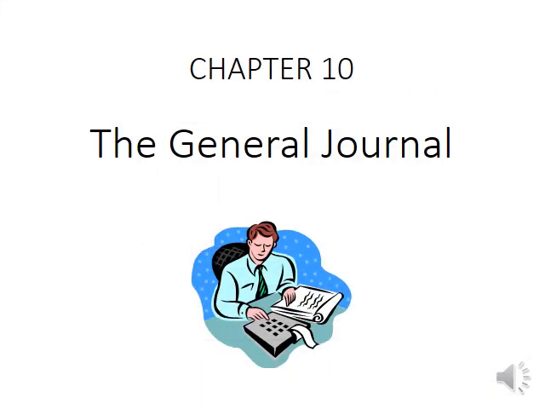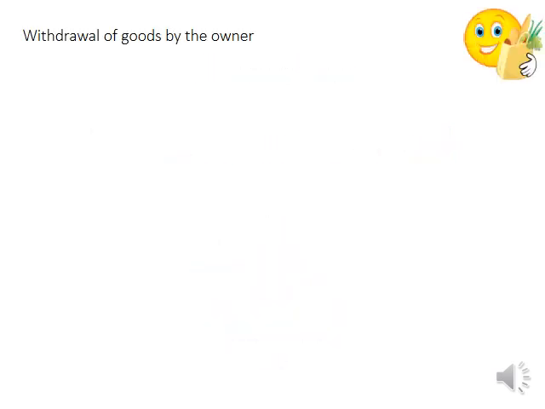Good morning. This is an extension of the previous lesson, still entries that are recorded in the general journal. Withdrawal of goods by the owner. Up to this point, we have only dealt with when the owner took money for himself for personal use, which was then recorded in the cash payment journal because it's money that the owner took.